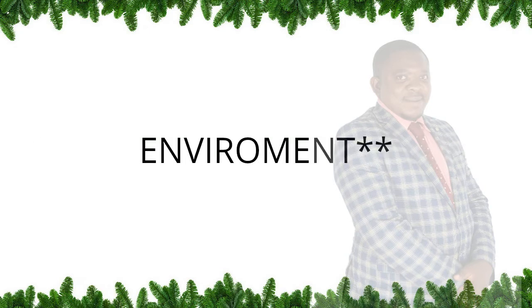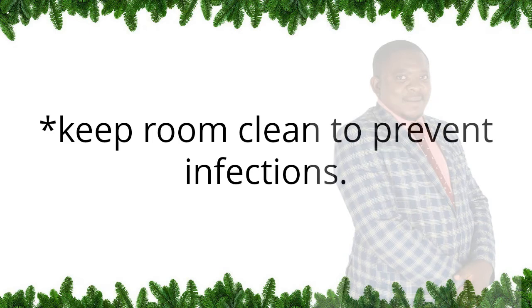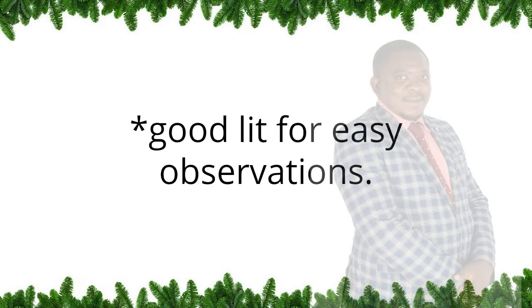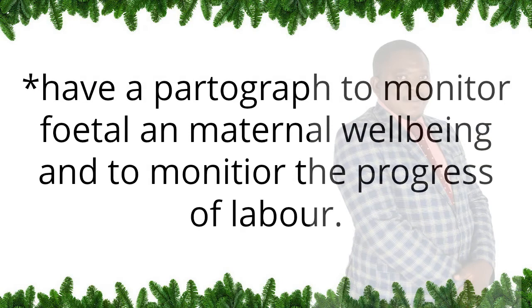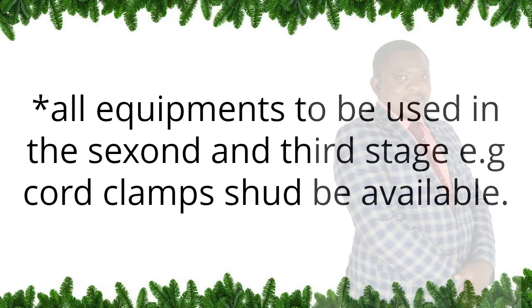Environment. The woman is admitted in the delivery room of the labor ward, according to the stage. Keep the room clean to prevent infections. Have good light for easy observations. Have a partograph to monitor fetal and maternal well-being and to monitor the progress of labor. The room should have a drip stand for IV fluids and drugs. All equipment to be used in the second and third stage, e.g. cord clamps, should be available.